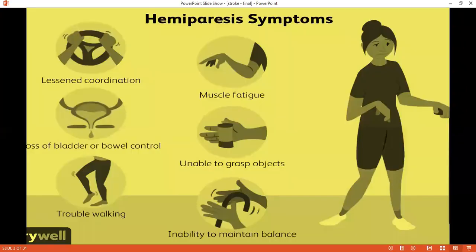Next, what are the symptoms after stroke? Immediately or after one week, patients mainly lose coordination and bladder and bowel control. They have trouble walking, muscle fatigue, inability to grasp objects, and inability to maintain balance. These are the common symptoms we see in stroke victims.